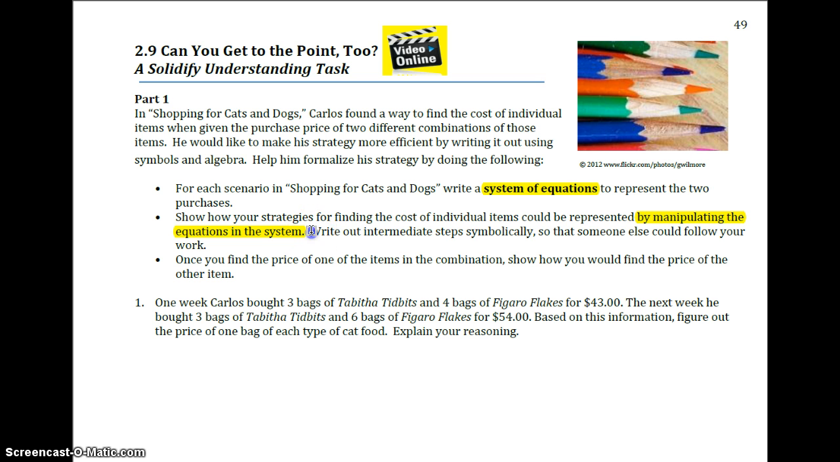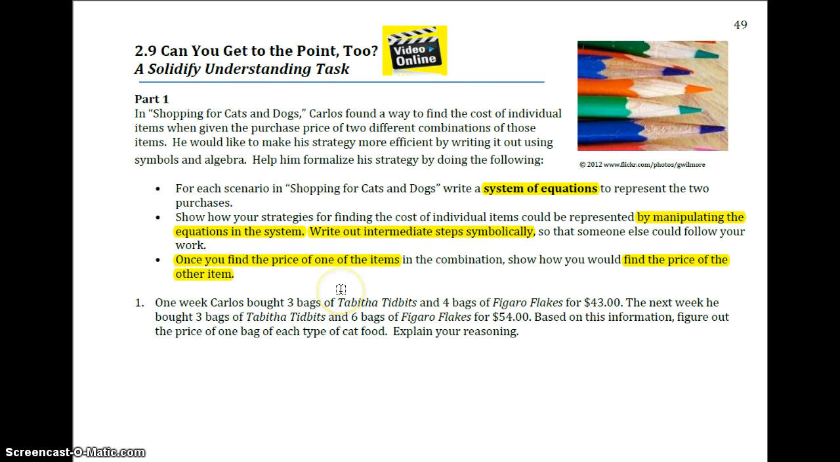I want you to show me all steps so that I could look at it, or someone else could look at it and follow your work. So please don't skip steps. And keep in mind, once you find the price of one item, you've got to find the price of the other item. We need the price of both.